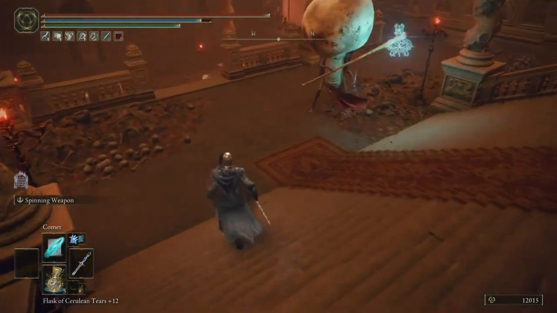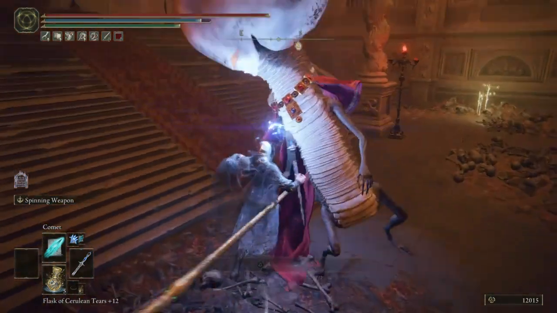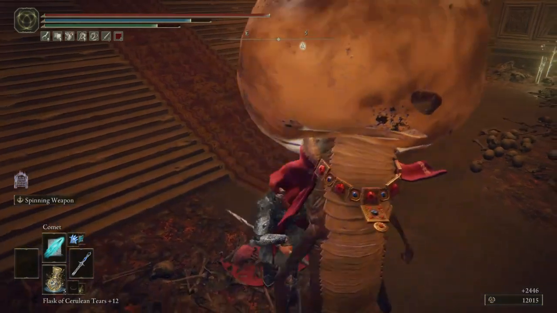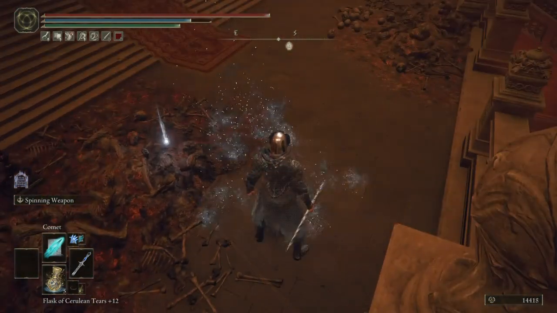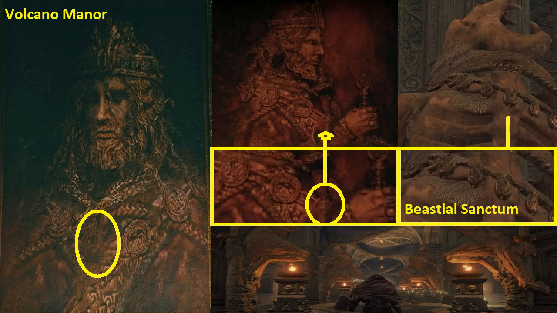The Snake Men and the Godskins have a similar physiology. A Godskin noble drops the serpent's amnion, which again mentions the ritual of birth. The coiled shield is found near Mount Gelmir. This shield features a sculpted bronze snake shaped like a spiral. Could this again tie into Miquella's quest for knowledge of rebirth, using Volcano Manor as a place to study how to create life? Look at this painting of Rykard.